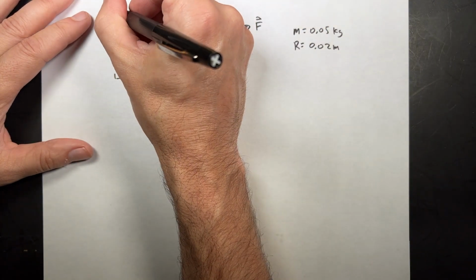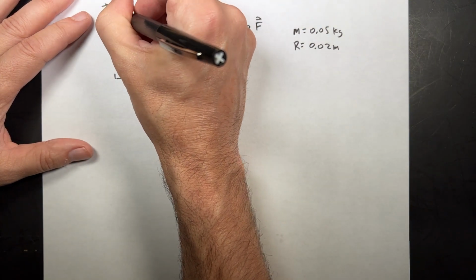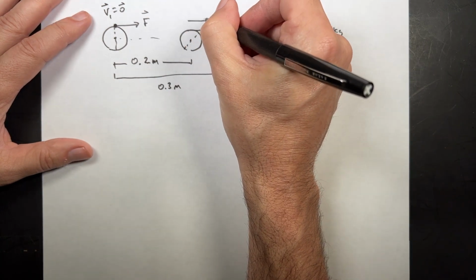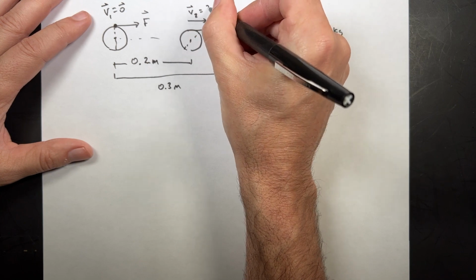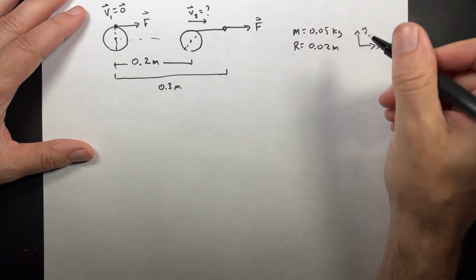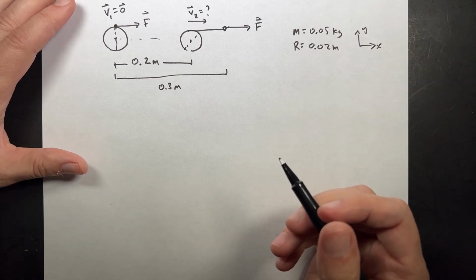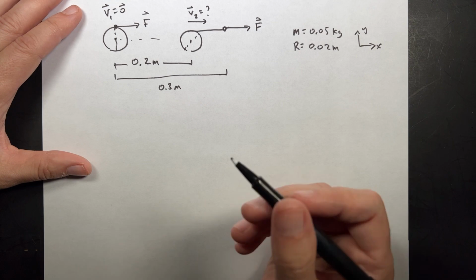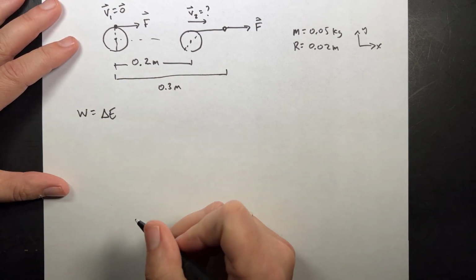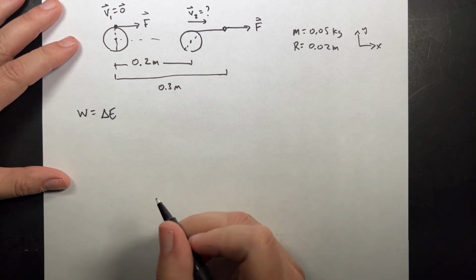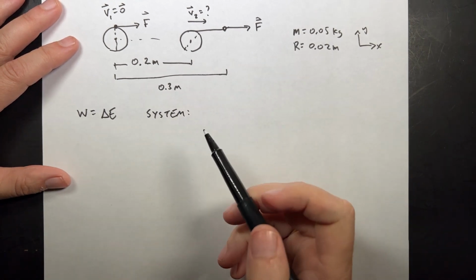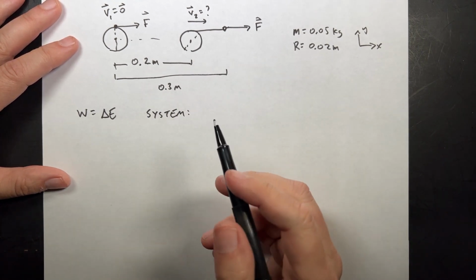If it starts from rest, we'll call this v1 equals 0. We don't have to do this as a vector, but I'm just writing it. Then what's the speed over here? v2 equals. Let's call this the x direction and the y direction. We're dealing with distances, so we want to use the work-energy principle. The work-energy principle says the work is the change in energy. But we need to pick our system. In fact, in this problem, I'm going to pick two systems.